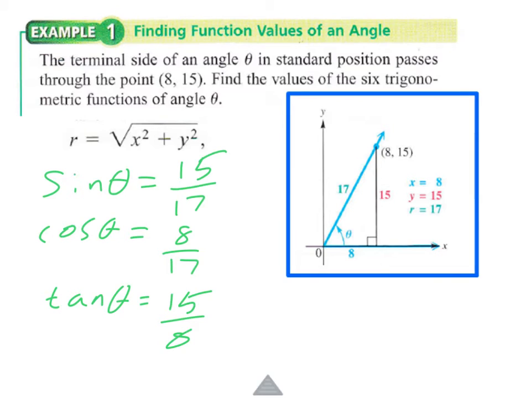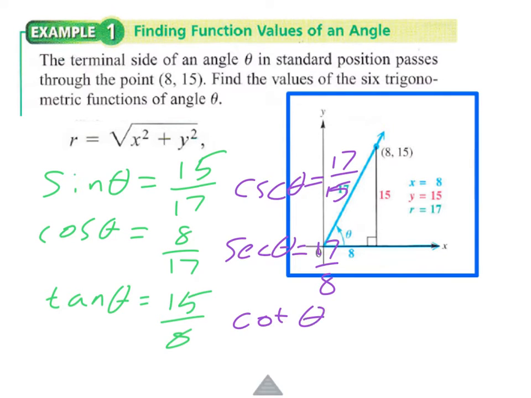You may want to write those 6 trig function values from the previous slide, just to have easy reference. Of course, I suppose you have your slideshow with you, so that would be helpful as well. From there we have, again, the other three trig functions, the ones that are the reciprocals. So the reciprocal for the sine is the cosecant, so 17 over 15. The secant of theta being 17 over 8, and the cotangent of theta being 8 over 15.